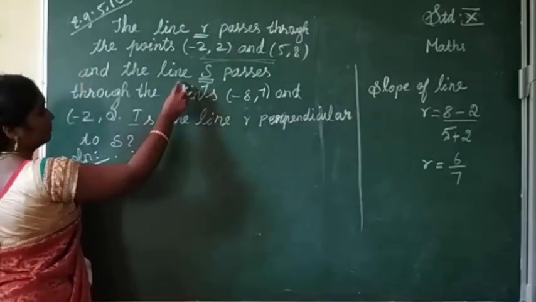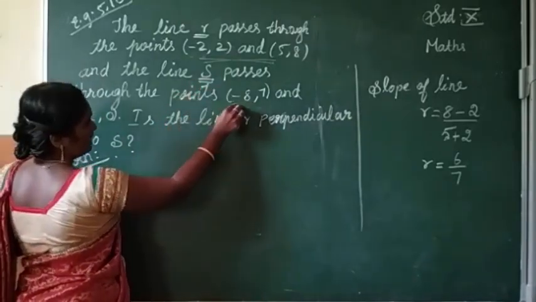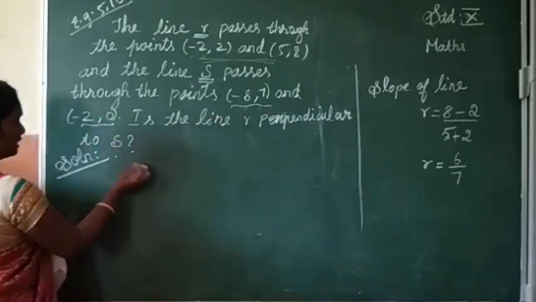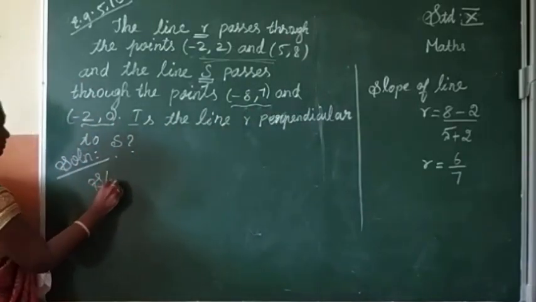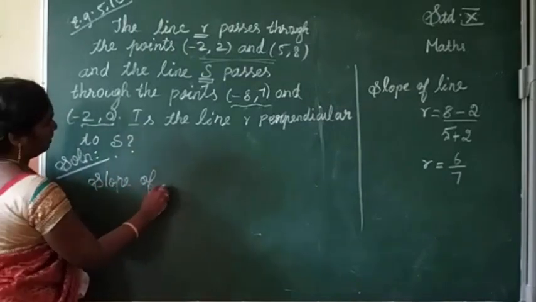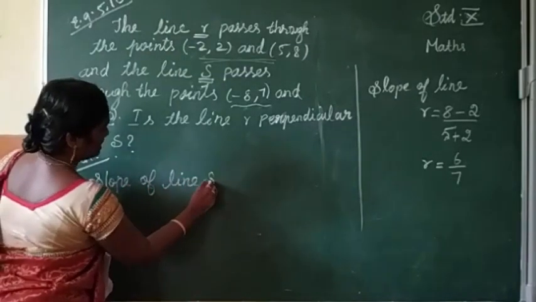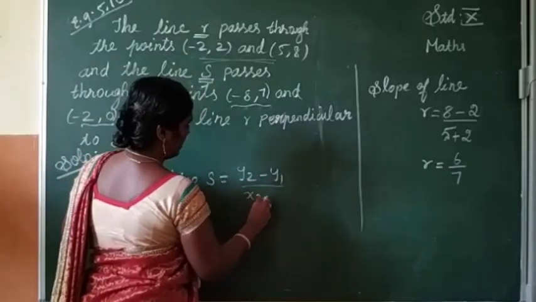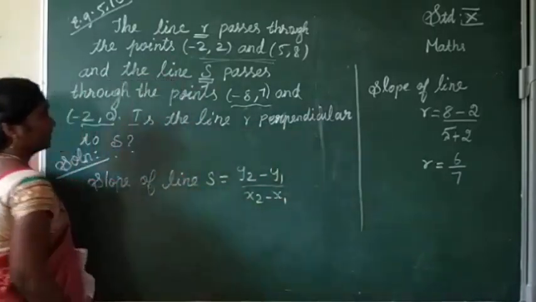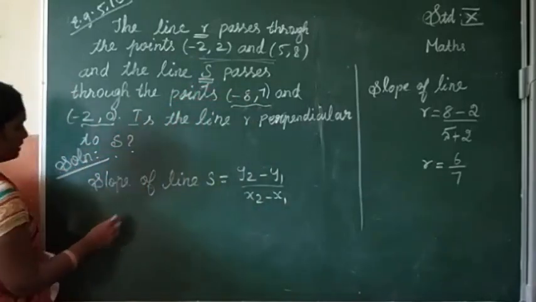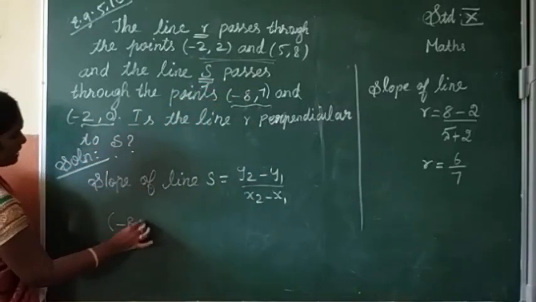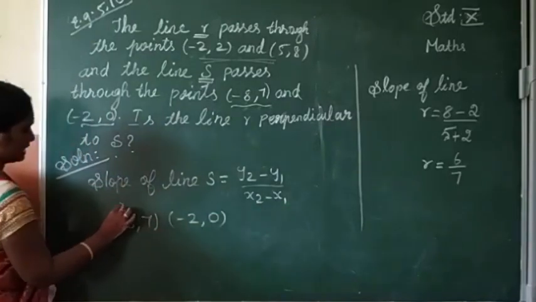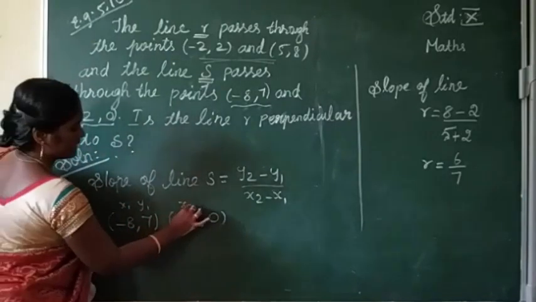Then see, the next line is S. It passes through these 2 points, so find the slope for these 2 points. Write: slope of line S is equal to, what is the 2 point formula? y2 minus y1 divided by x2 minus x1. This line passes through these 2 points, so mention the 2 points: (minus 8, 7) and (minus 2, 0). Take this as x1, y1 and this as x2, y2.